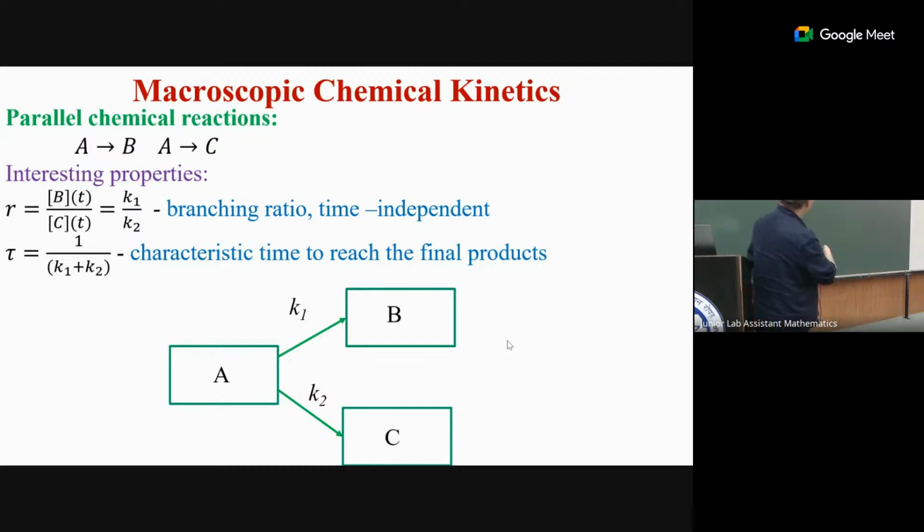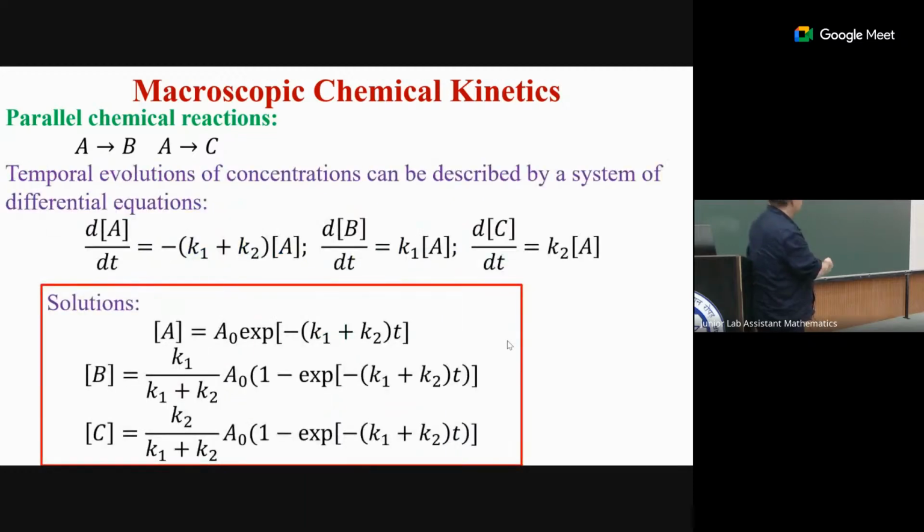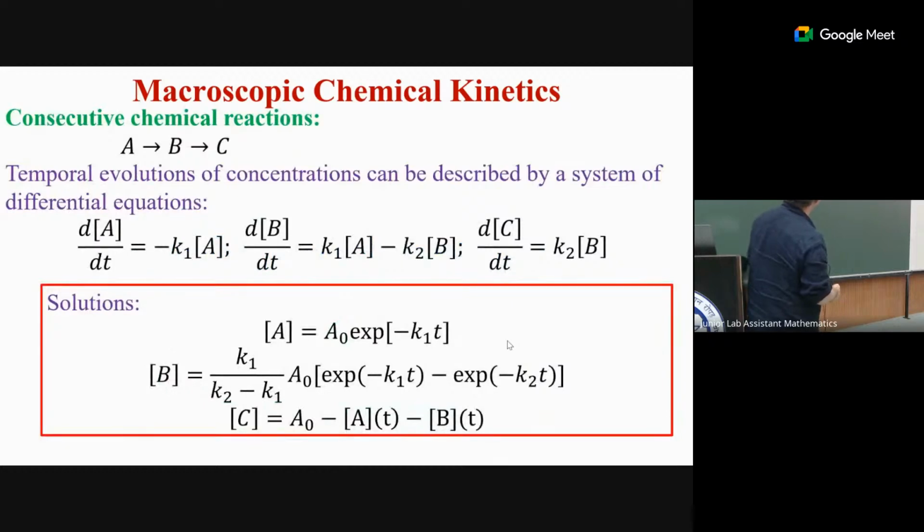And another important thing here is that the characteristic time scale for the system is the inverse of the sum of these rates, K1 plus K2. This is a little bit unusual, so let's think about it. You're making compound B with rate K1, you're making compound C with rate K2. But look, the overall time of approaching your finite concentration is the sum of those. So in principle, these are two completely independent reactions, right? How does B know about C? Okay, so anyway.